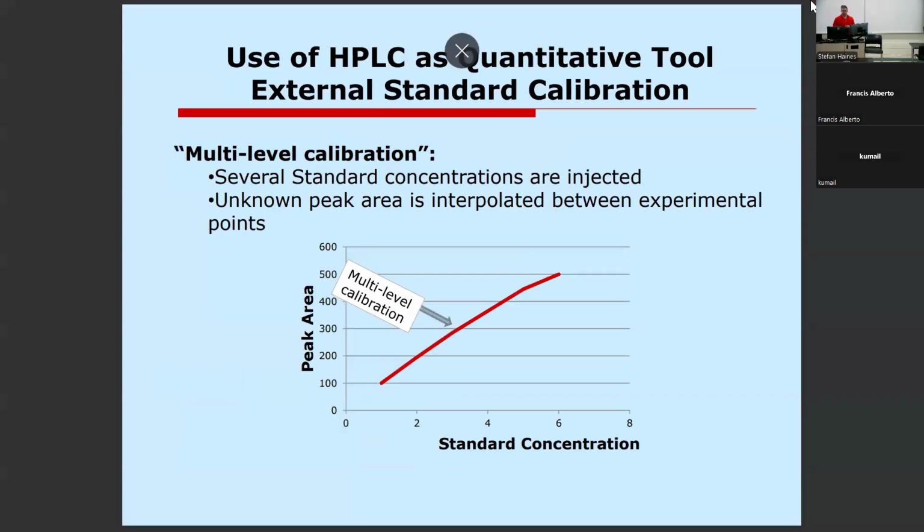So this would be a multi-level calibration. When you're making a standard curve, multiple standards would be made, 1, 2, 3, 4, 5, starting low and then going a bit higher. And you have to make sure your sample falls within that range. So if your sample ends up, let's say on this one, we have peak area 500.